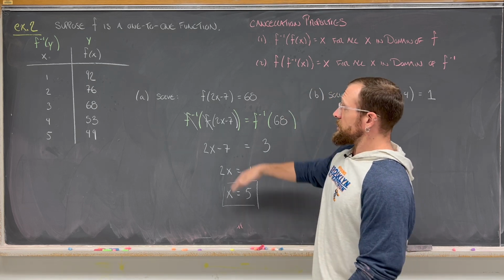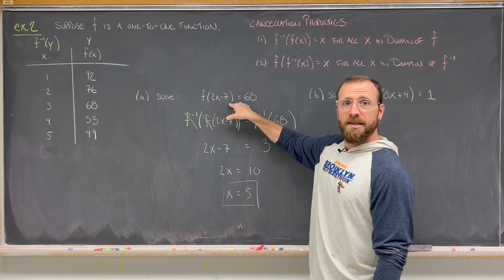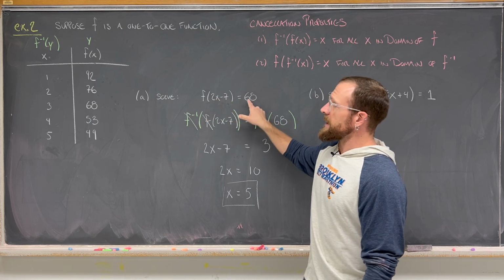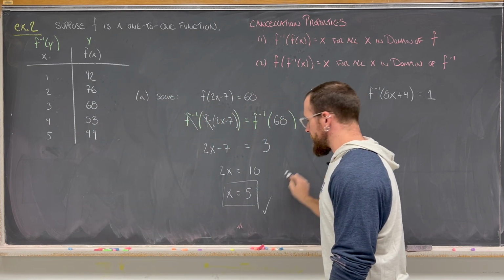Okay? Just to check that, 2x minus 7 would be 2 times 5 minus 7. 10 minus 7 is 3. This says that f of 3 is 68, and that is true. F of 3 is 68. So we've checked our answer.